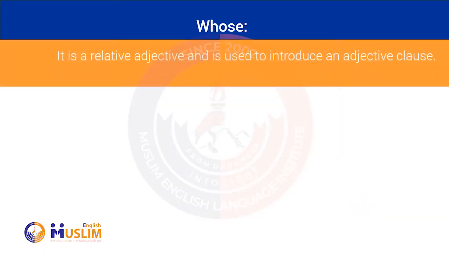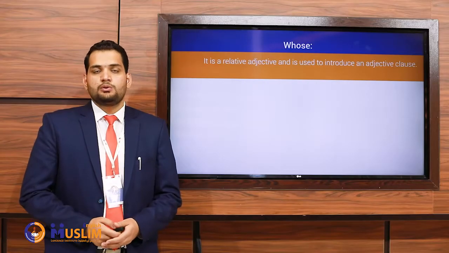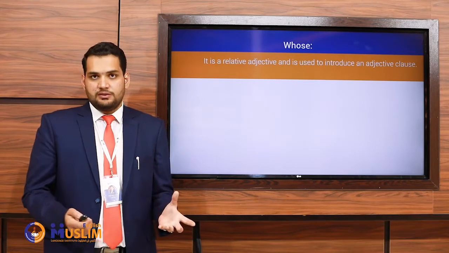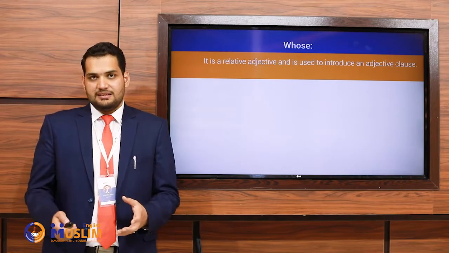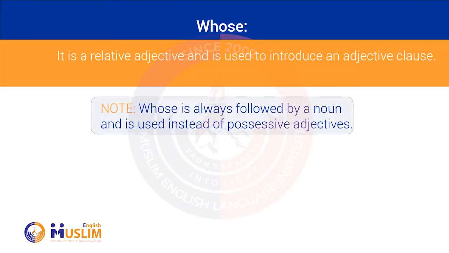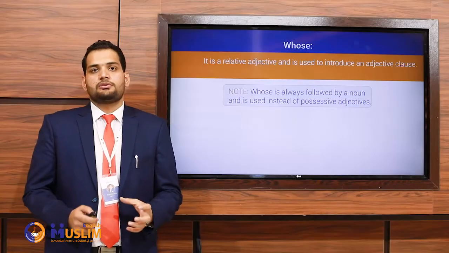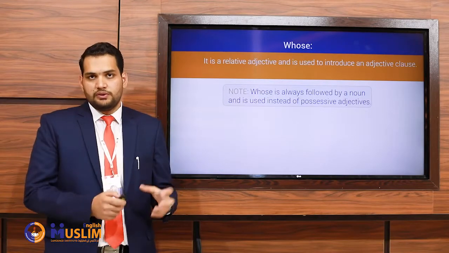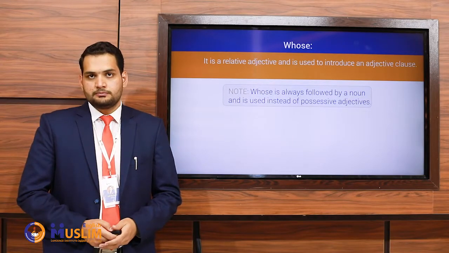It is a relative adjective and is used to introduce an adjective clause. In other words, whose is used to show possession of persons, places, or things. Remember, whose is always followed by a noun and is used instead of possessive adjectives. You have to use a noun after whose in an adjective clause.